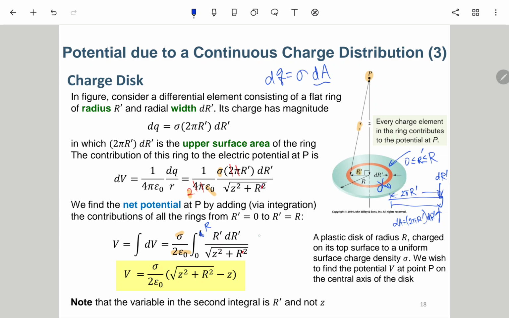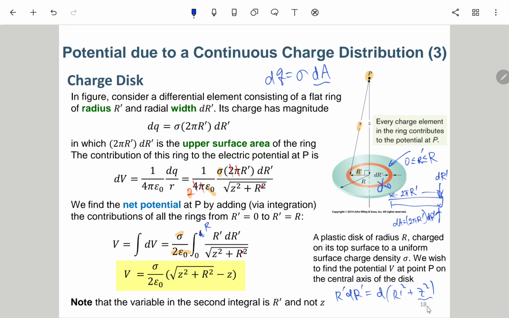Actually, the chain rule. So this R prime dR prime will become d of (R prime squared plus C squared). C squared is actually a constant, so it doesn't really matter. So we have this stuff to be R prime dR prime.